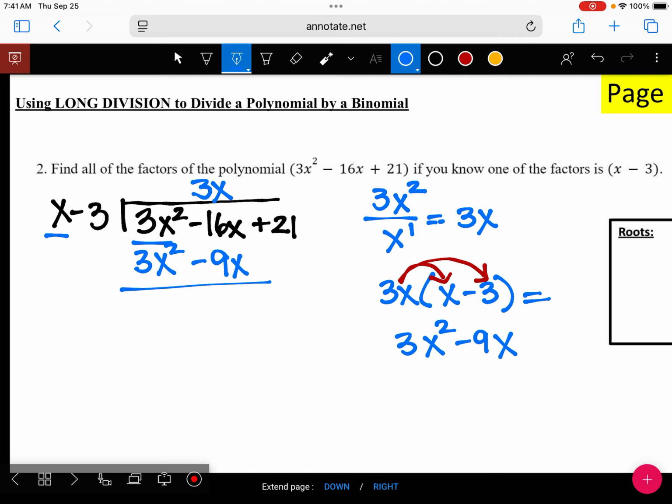What do you have to do with both of the signs before you add? Both of these signs, you have to change them. So the positive 3x squared becomes a negative. The negative 9x becomes positive. This is going to cancel. Use your calculators to see what you get when you add negative 16 plus 9.